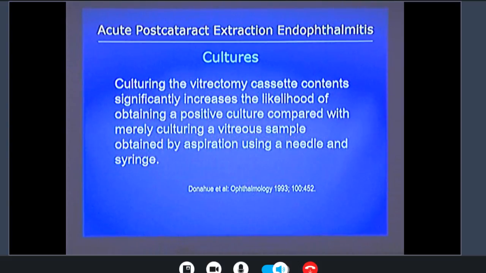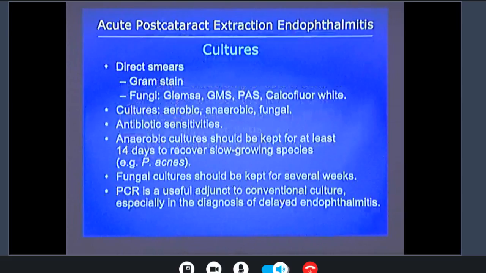One study showed that culturing the vitrectomy cassette contents, as I described, significantly increased the chances of obtaining growth of culture compared with culturing a vitreous sample obtained by aspiration using needle and syringe. So we always send the cassette to the microbiology lab for centrifugation and then culturing the concentrated material.